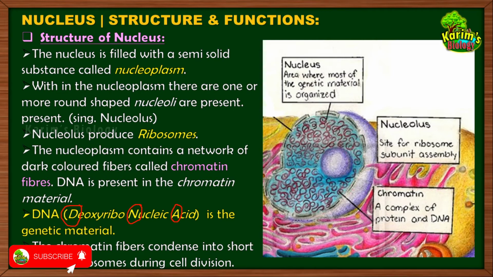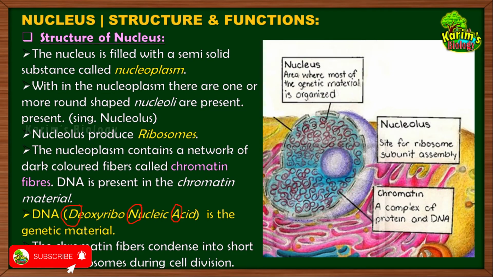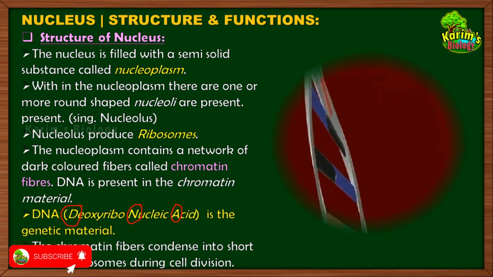When the cell is dividing and continuously forming new cells, remember this point, during the time of cell division, not always, something happens. The chromatin fibers condense and turn into very thick, short structures called chromosomes. Now I will show you one animation which will explain how the chromatin fibers condense into chromosomes.